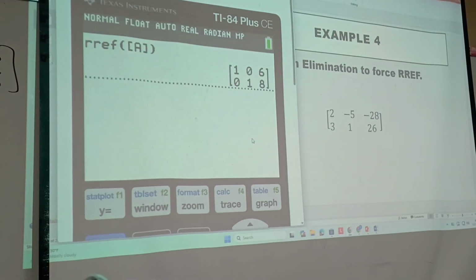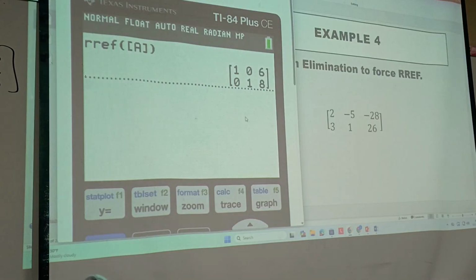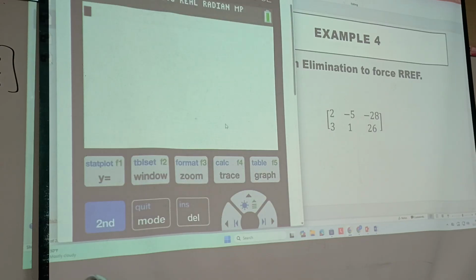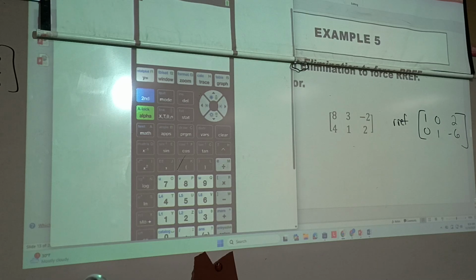All right. Let's do another one. Go ahead and try that one on your own on the calculator. Try that one on your own. All right. So hopefully if you did that, you got 1, 0, 2, 0, 1, -6. If you are in the internet world and you're having problems, there is another video posted, and we're going to do another one here in a second anyways.